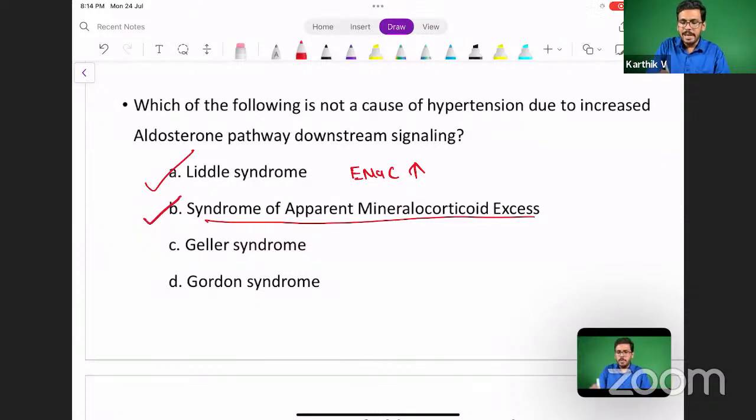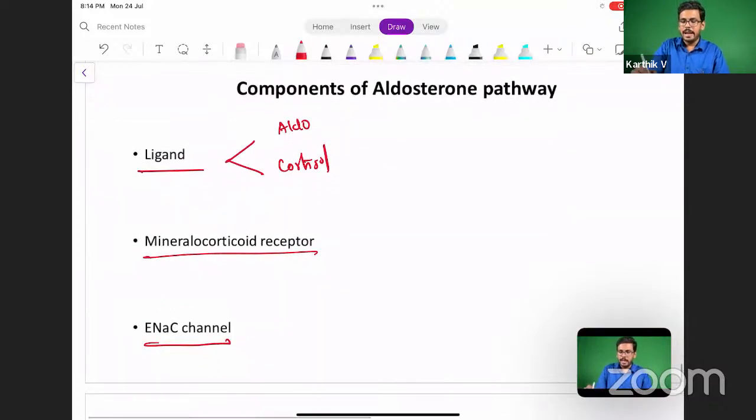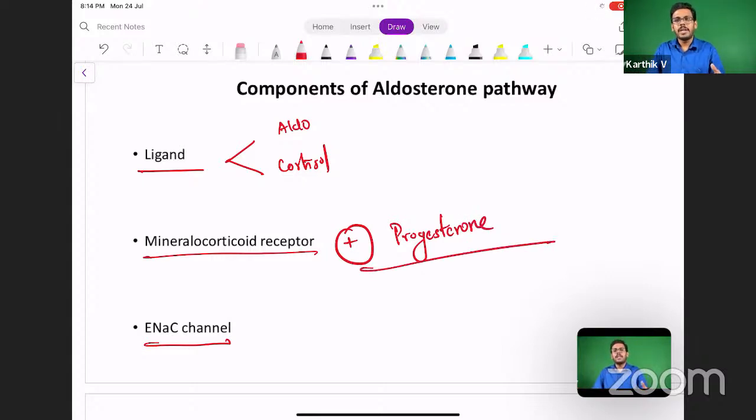Now, what do you mean by Geller syndrome? So Geller syndrome is actually an activating mutation of the mineralocorticoid receptor, where it is exquisitely sensitive to progesterone. So the progesterone in the body can stimulate the mineralocorticoid receptor to produce hypertension, hypokalemia, and all the features of primary aldosteronism with suppressed aldosterone levels.